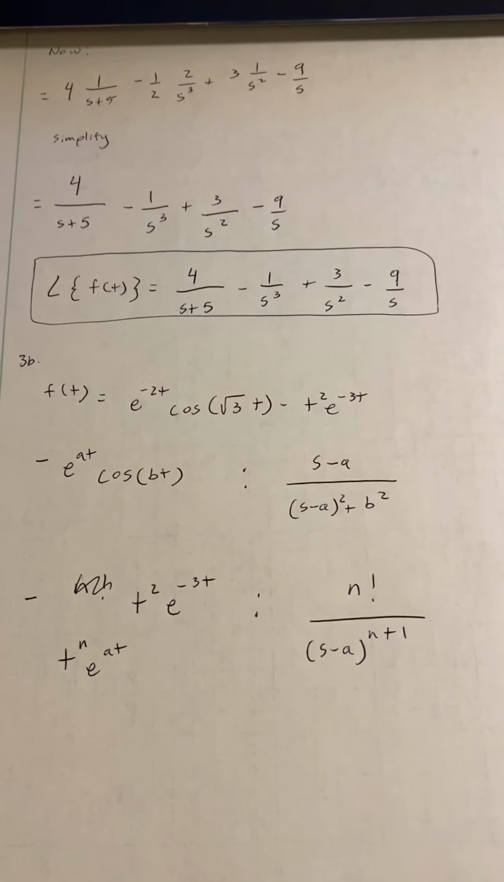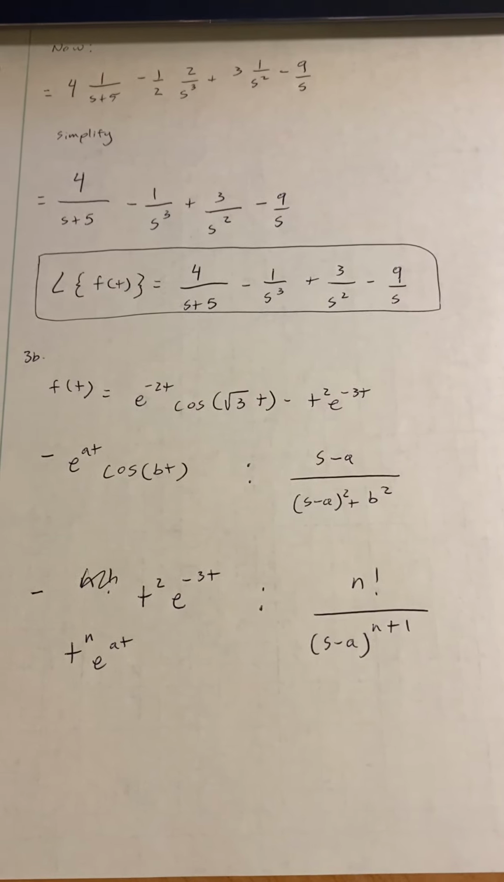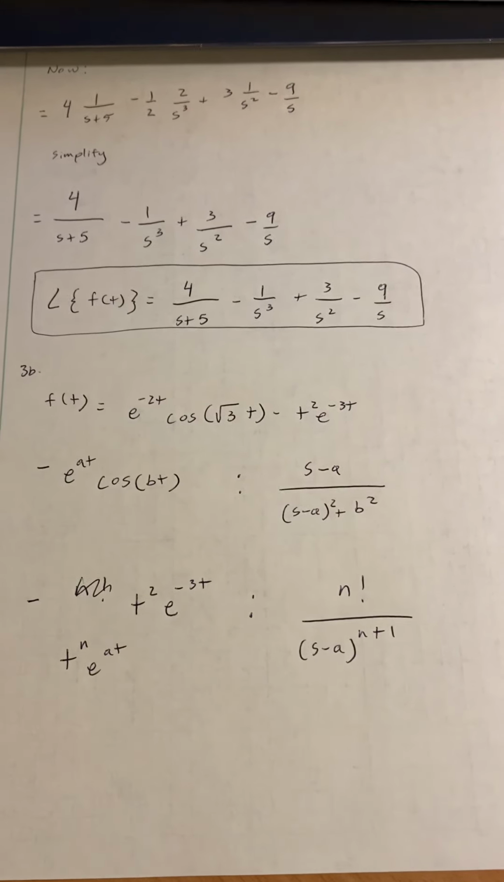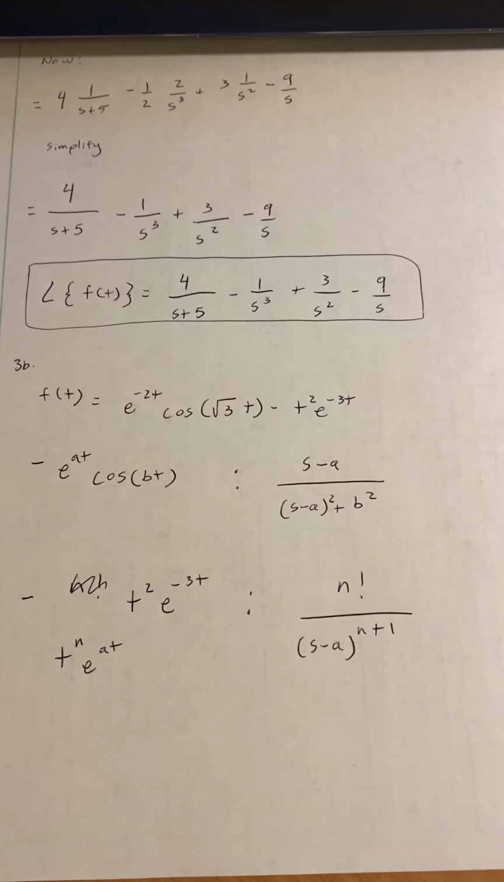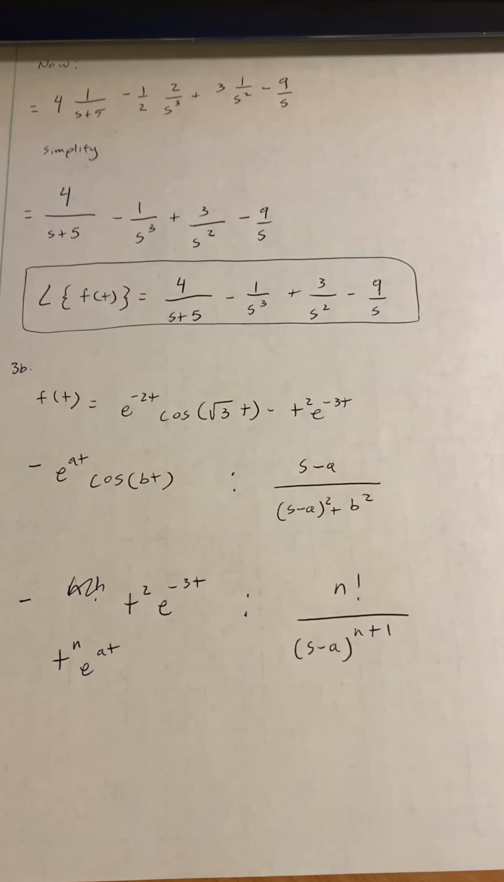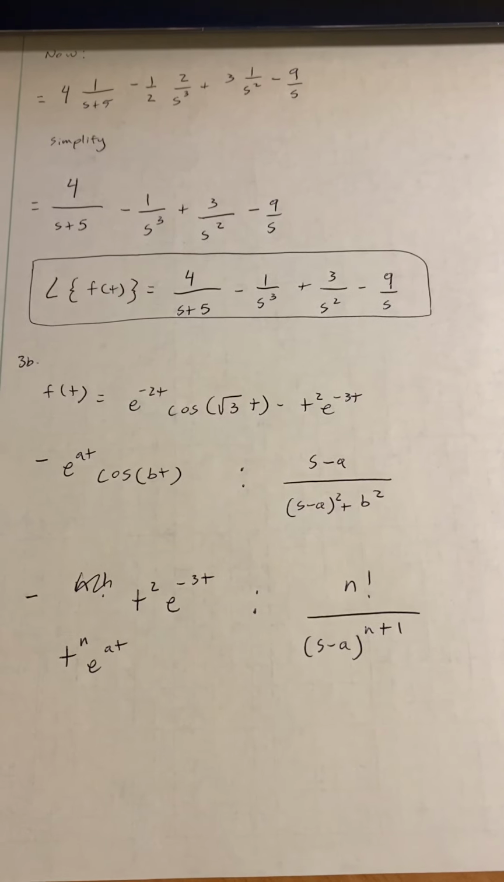3b, we're going to have e^(-2t) cosine of square root 3 t. And only the 3 is square root 3, not the t. Minus t squared e^(-3t).